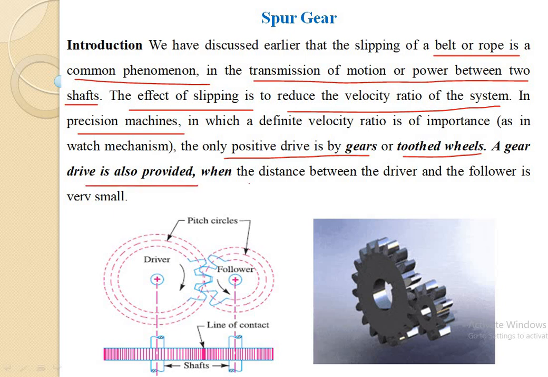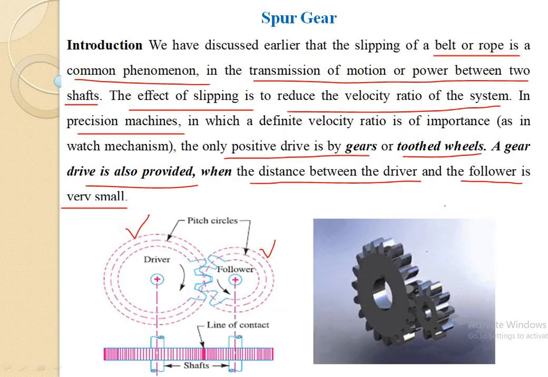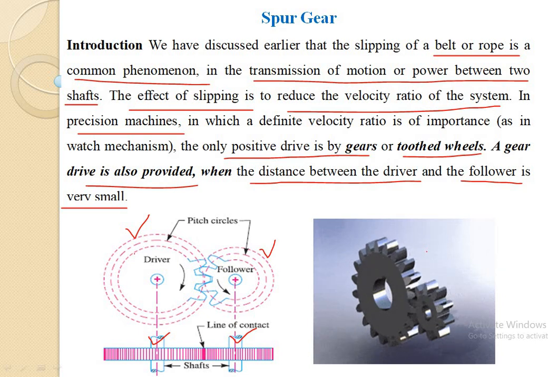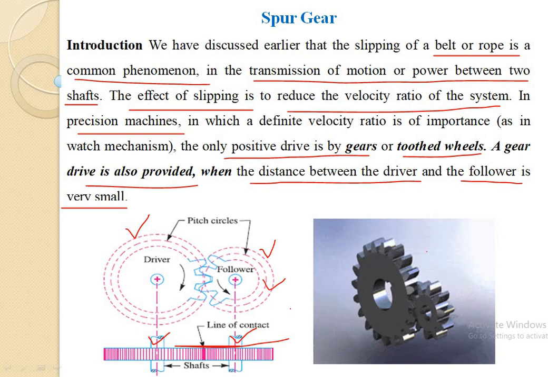A gear drive is provided when the distance between the driver and the follower is very small. This is the driver and this is the follower, and it is a toothed wheel, meaning teeth are provided on the wheel. That's why it is known as a toothed wheel. These are the teeth, and these are the two shafts between which we have to transmit power. This is the driver, which is actually driving the gear, and this is the follower. From this gear we transmit the power to this shaft, and by this shaft we transmit power to another mechanism.